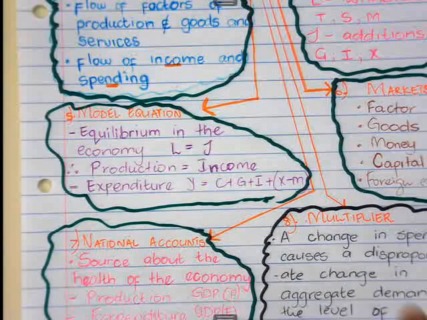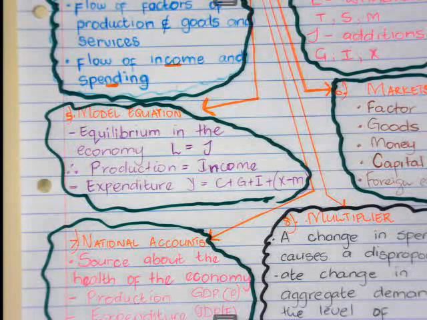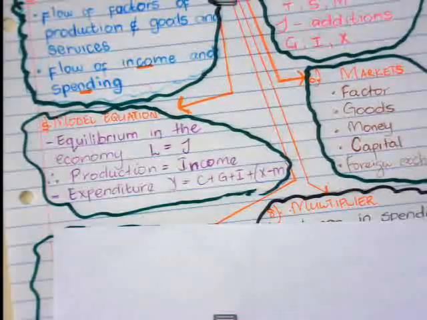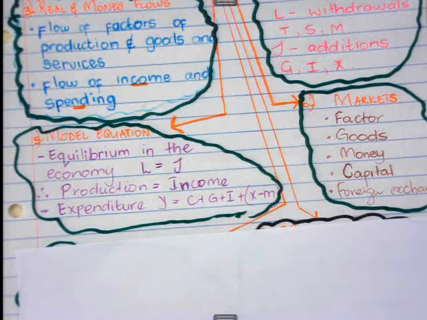Let us go to more model equation. We say that the economy is in equilibrium when leakages are equal to injections. When leakages are equal to injections, that means that production is equal to income and income is equal to expenditure.